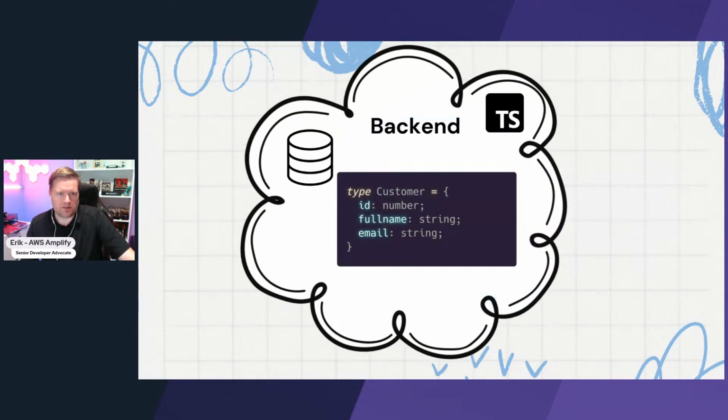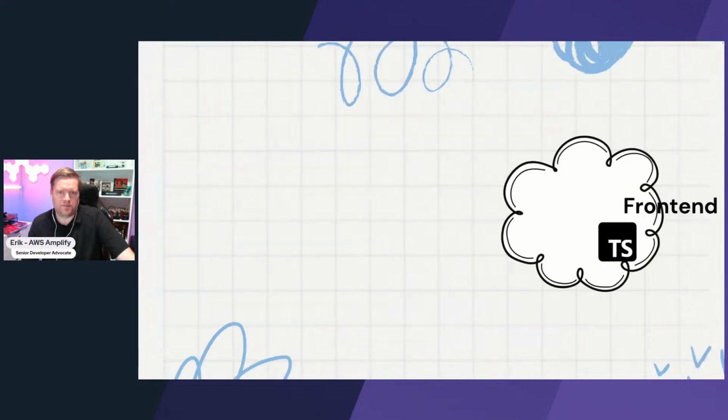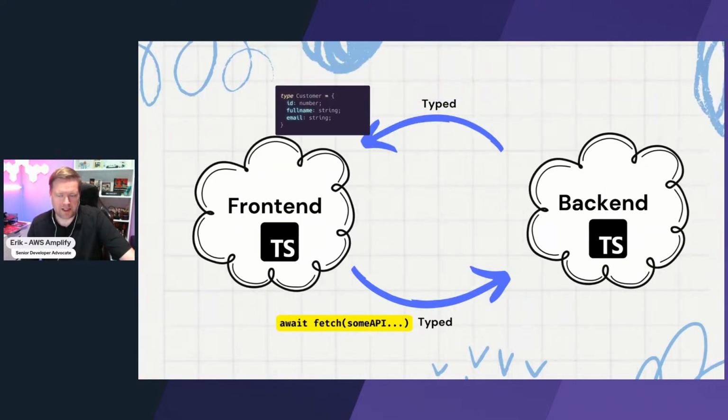So let's imagine in the back end, we have a customer model that has an ID, a full name, and an email that are all strings. And we have this customer type. We typed it. And then here's our amazing animation I created.